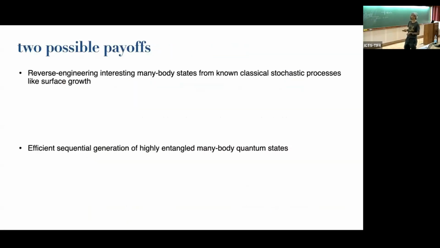But then you turn this crank, and first of all, you get interesting many body states that you might not have thought about otherwise. And secondly, it might allow you to generate certain highly entangled many body states much faster than any other known recipe. So those are the two potential payoffs, and I'm going to hopefully get to explaining how those do actually cash out.